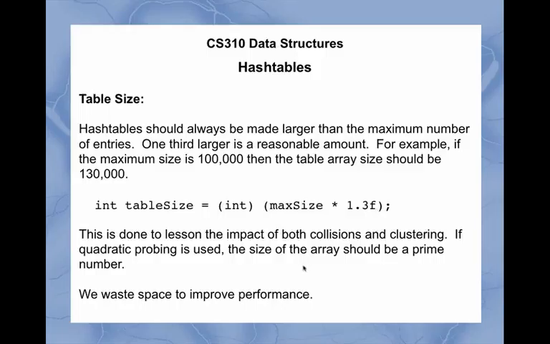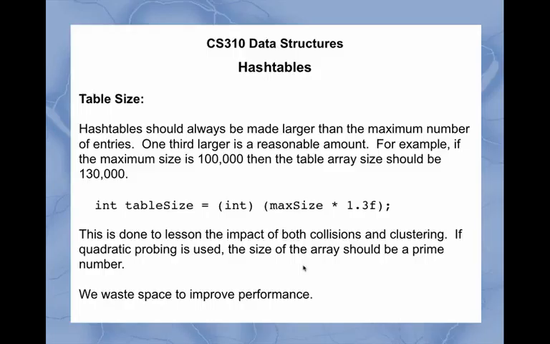So this is done to lessen the impact of both collisions and clustering. If quadratic probing is used, then the size of the array should be a prime number so that you hit different cells if you wrap around again to index 0. So as you can see, we're guaranteeing here that we're going to waste space.